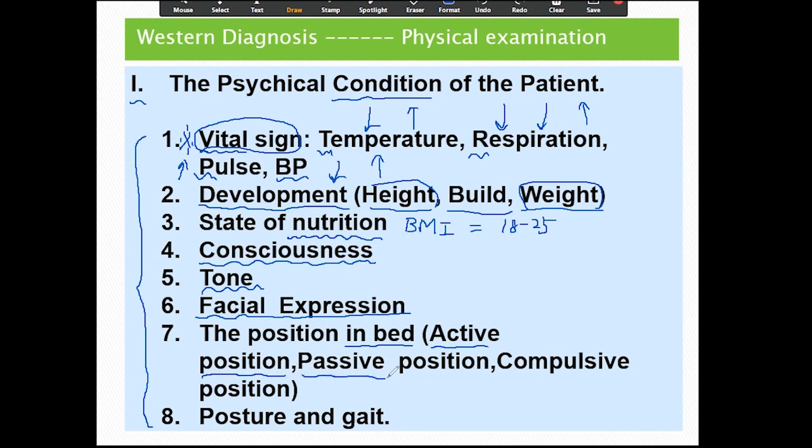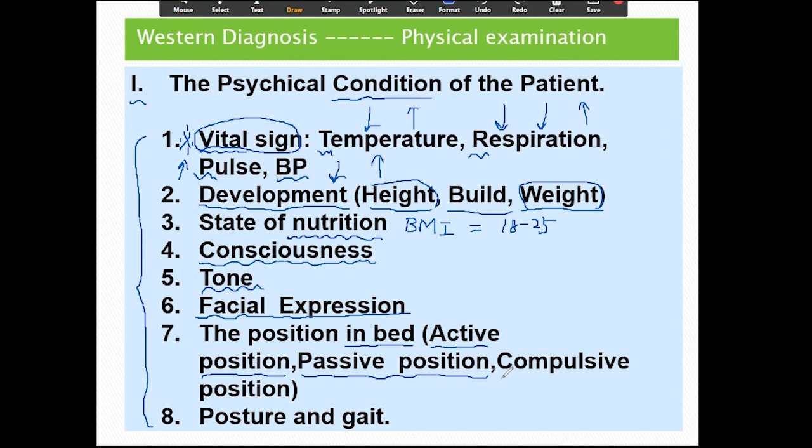And the positive position. Because of the illness, the patient can move, but they must keep some special position to be comfortable. Like the patient always lies down on the right side. If they move to the left side, they will have a severe kind of cough. So that makes them keep lying down on the right side.